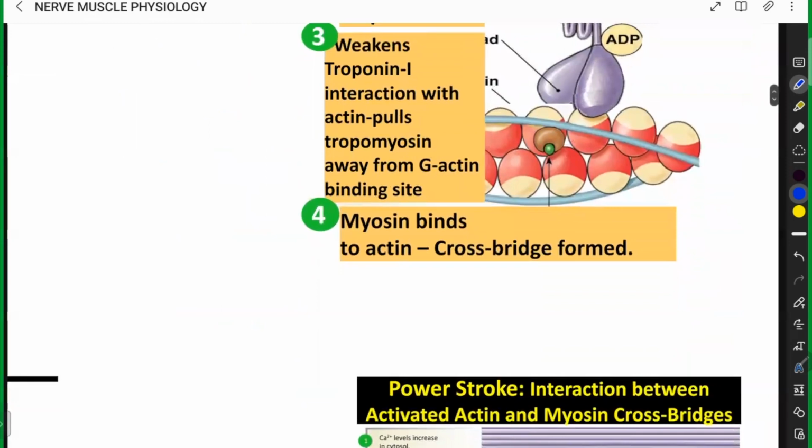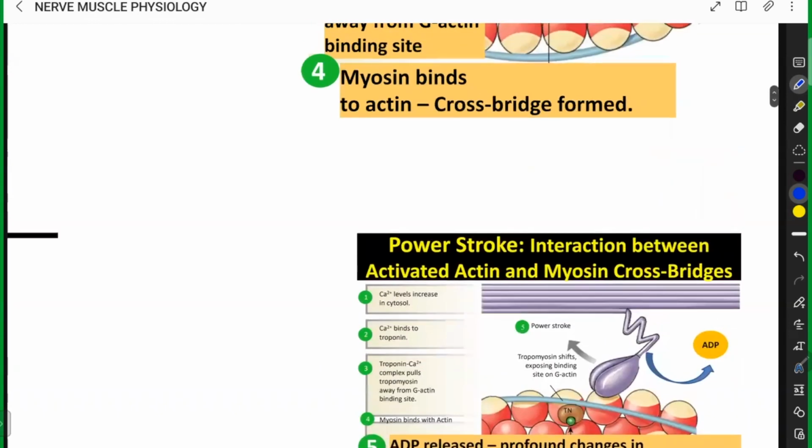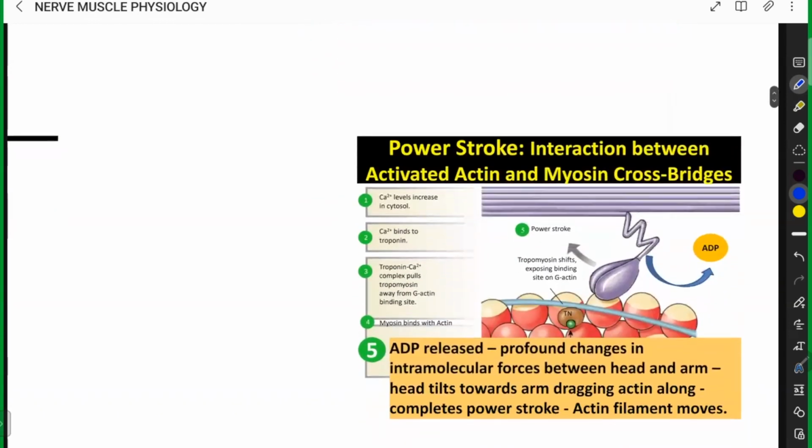Myosin-actin cross bridge is formed. Once there is cross bridge formation, there is going to be a power stroke. What is a power stroke? I'll tell you. Power stroke is nothing but energy being released.